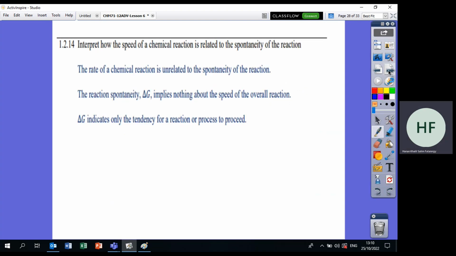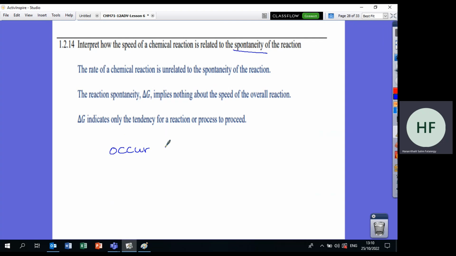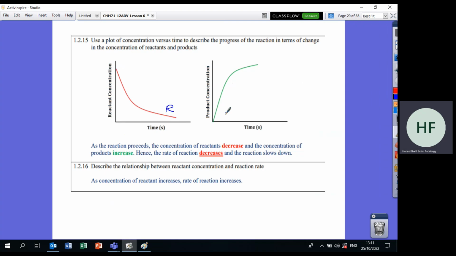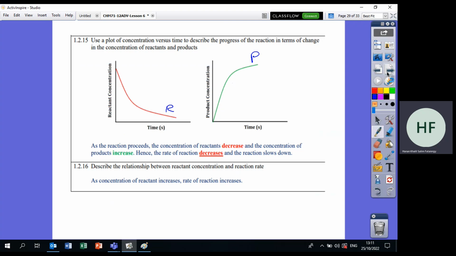Okay, now we want to speak about the chemical reaction related to the spontaneity of the reaction. How is a reaction spontaneous? Spontaneous means it can occur alone without external factors. Okay, spontaneous means occurs alone. It does not need any factors from outside. Okay, now this graph shows you the reactants decreasing and the products increasing.